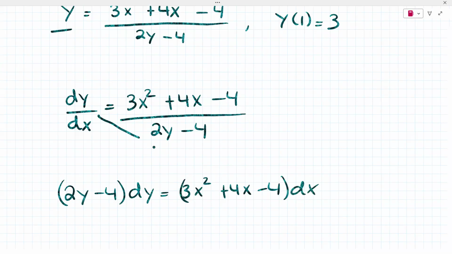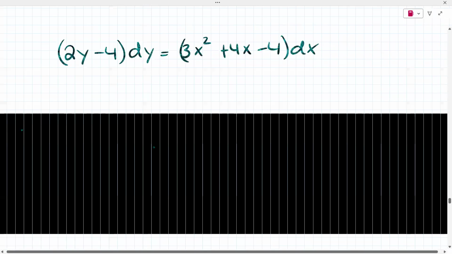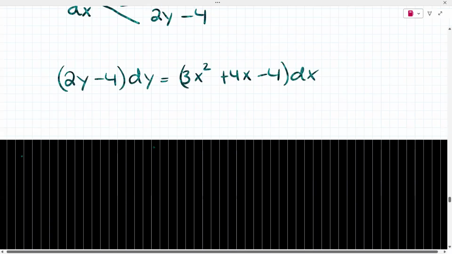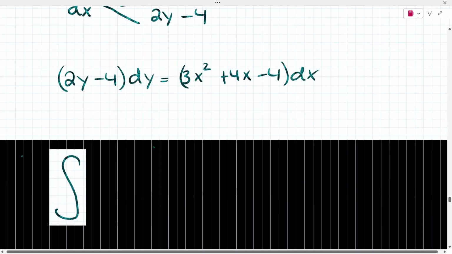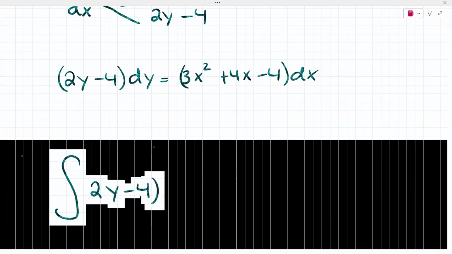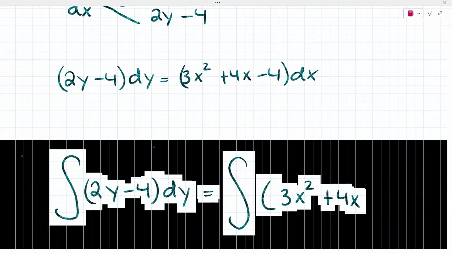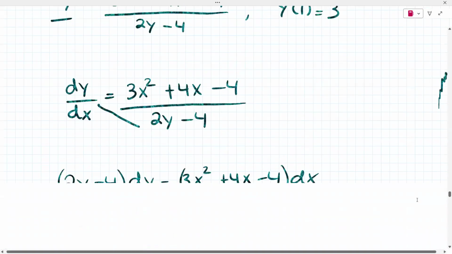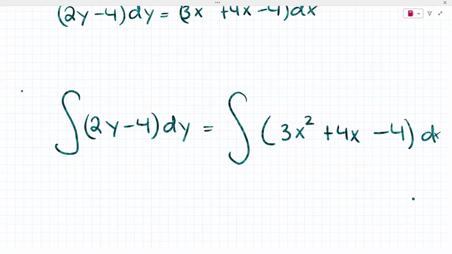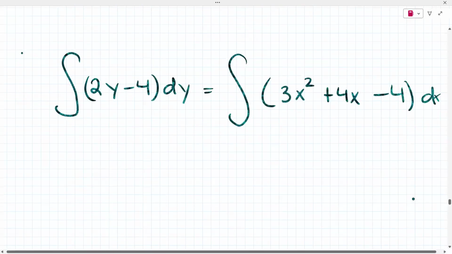Okay, I think we're lucky. We have all the x and y's on one side. So all we've got to do is start taking the integration. This is the integration of 2y minus 4 dy equals the integration of 3x squared plus 4x minus 4 dx. Okay. This one's not too bad.